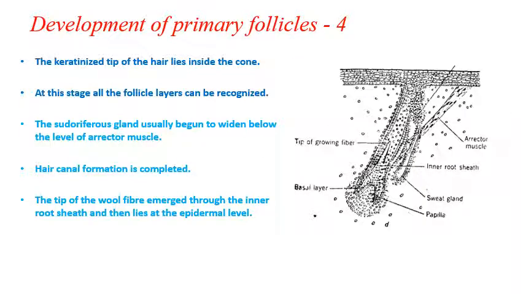This is phase 4 for the primary follicle. The keratinized tip of the hair lies inside the cone. At this stage, all the follicle layers can be recognized. The sudoriferous gland usually begins to widen below the level of the erector muscle. Hair canal formation is completed, so the hair can go upwards through it.